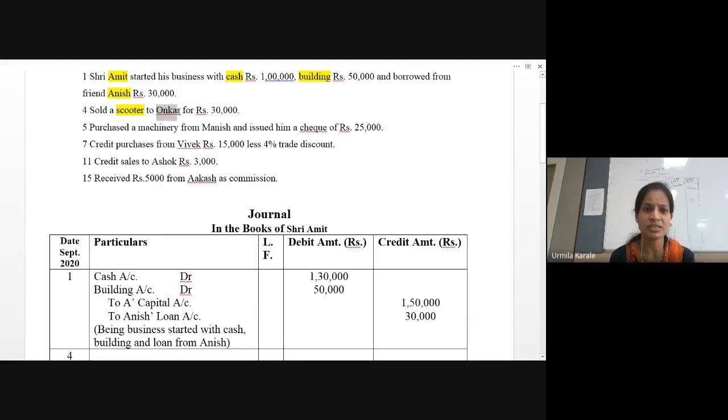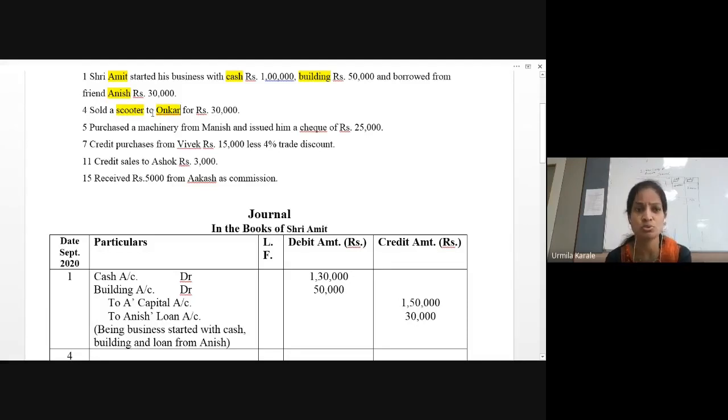Since the name of the person is there, you always need to see if you are receiving money or not. When the name of the person is there, then also check, otherwise it would be the cash account. Sold a scooter for this much. If it is sold, then cash is there and scooter is there. But here, since the name of the person has come, you have to check why the name has come. Possibly it may be a credit transaction. Whenever there's a name, check whether it's a cash or credit transaction.